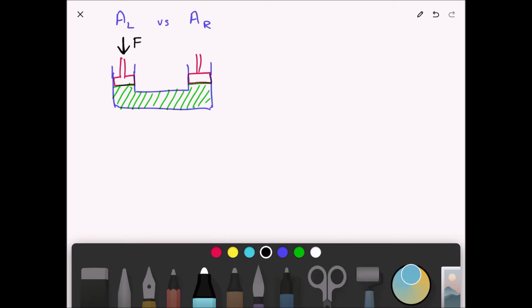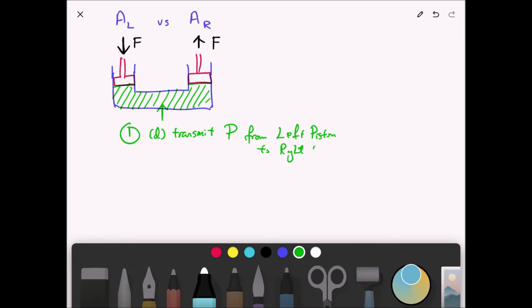Now when I exert a force downward on the left hand side, what would you think would happen on the right hand side? It would get lifted up, right? That is because of two key points. Key point number one, your liquid would transmit your pressure from your left piston to the right piston. The second characteristic that enables this is that your liquid is incompressible. That means the volume is fixed. And because the volume is fixed, when I push down on one end, the other end would rise.